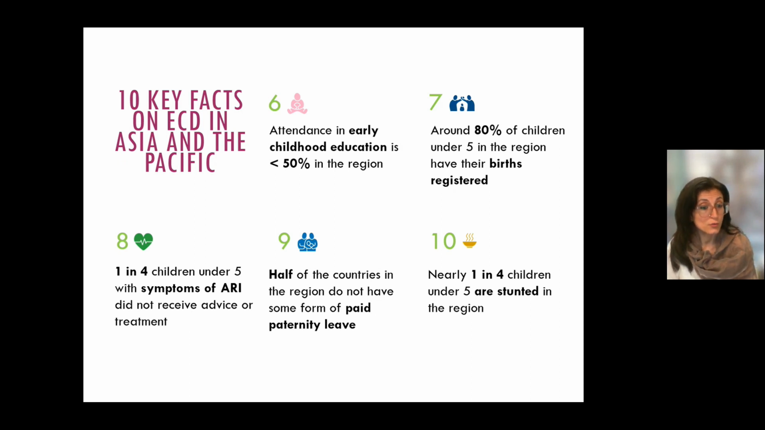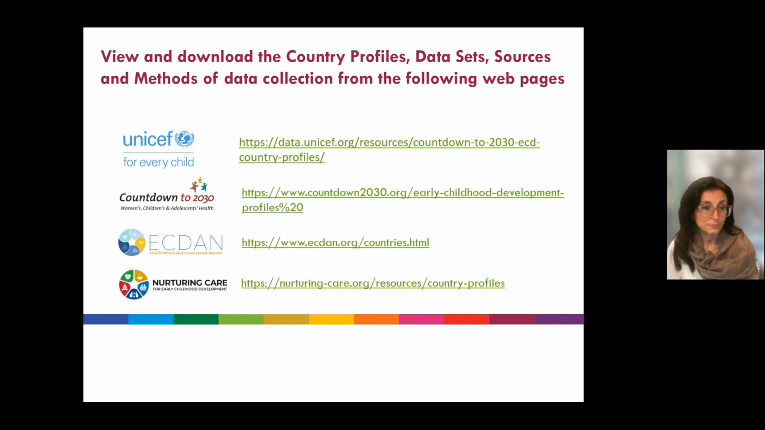1 in 4 children under 5 with symptoms of acute respiratory infection did not receive advice or treatment. Half of the countries in the region do not have some form of paid paternity leave. And the last key fact that I wanted to share with you is the following. Nearly 1 in 4 children under 5 are stunted in Asia and the Pacific.